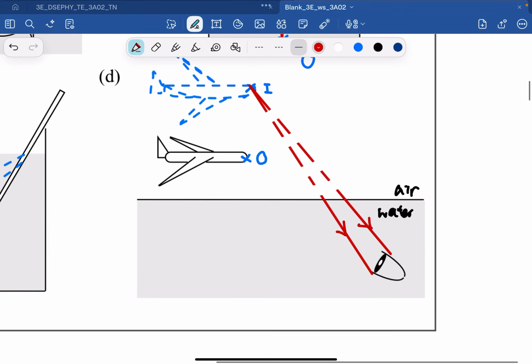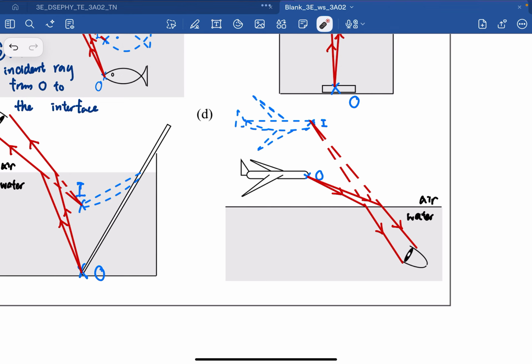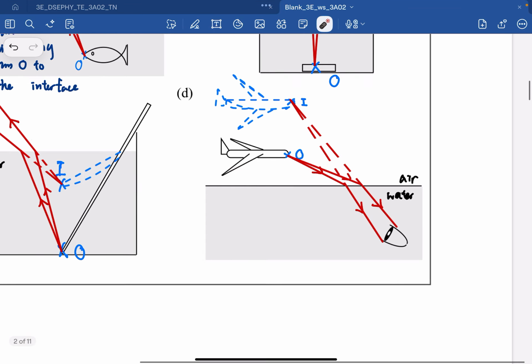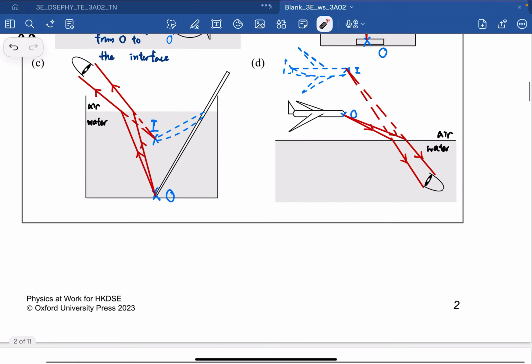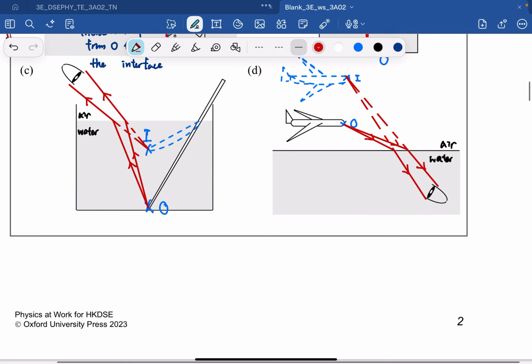So you may draw the light ray from the object to the observer at the interface. Like this. Okay? So you can see that the light ray also bends towards the normal. Okay, so this is the cone of wave version. So for just the wave diagram version, then you just need to draw one light wave.